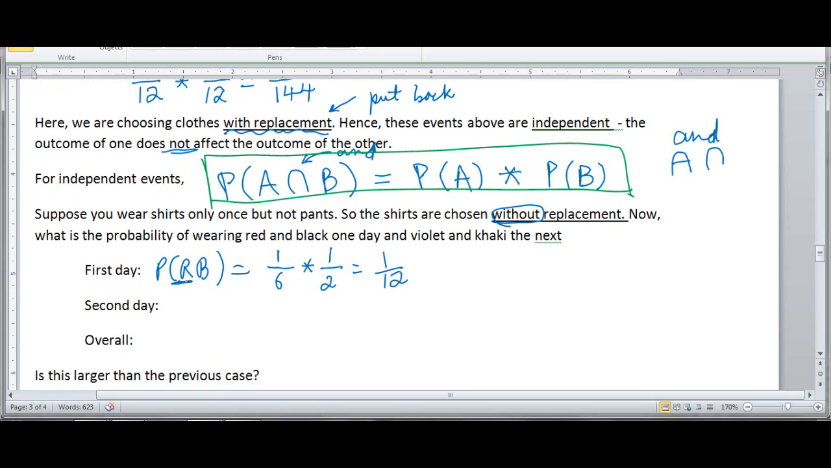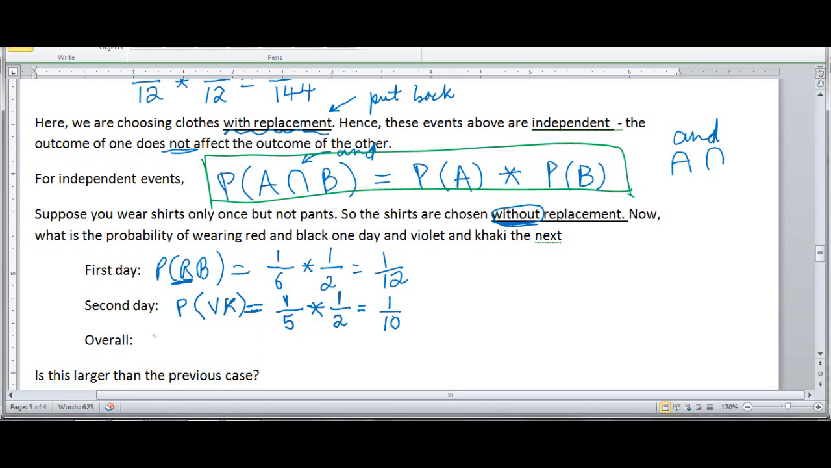Now, once I wore that red shirt, I cannot put it back. Remember, the shirts are chosen without replacement. So that shirt goes in the wash. I can't wear that shirt again. So the second day, if I want to wear violet and khaki, what's the chance of that happening? How many violet shirts do I have? 1. Total shirts do I have now? Now I only have 5 shirts because that red shirt is gone. The pants I do put back. So my khaki pants are still 1 out of a total 2. I still have the black pants. So what's the chance of wearing violet and khaki the next day?